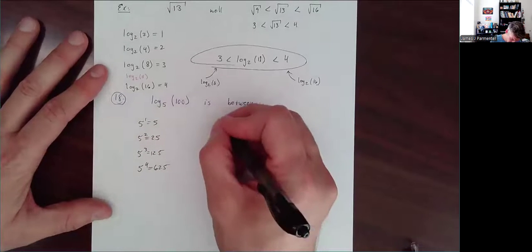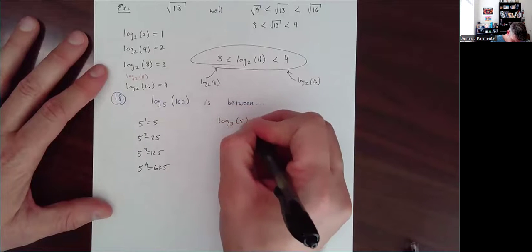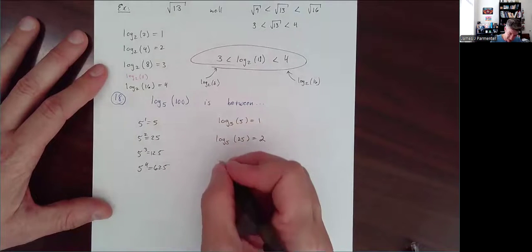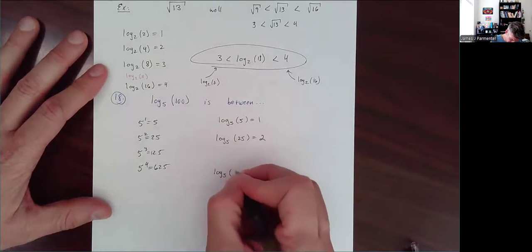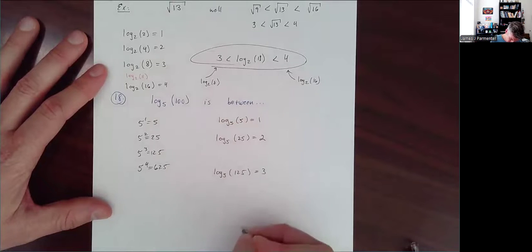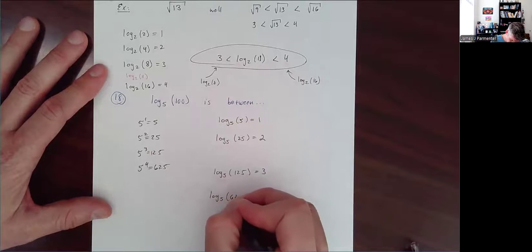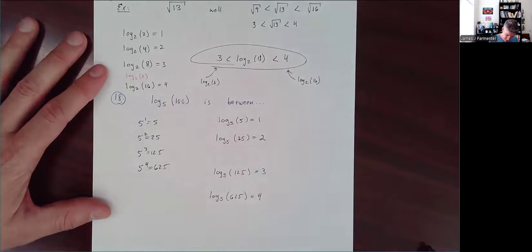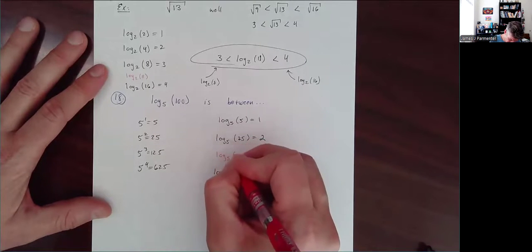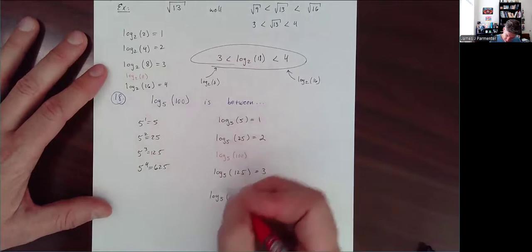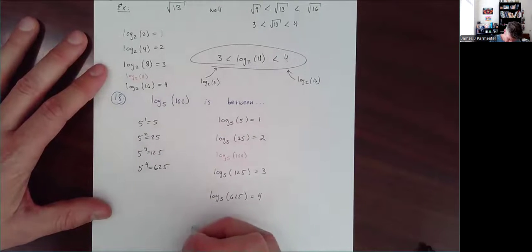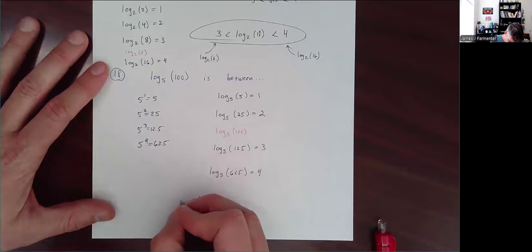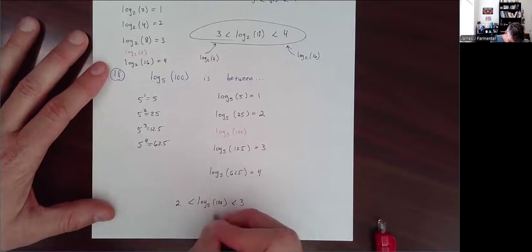So then it's true that log base 5 of 5 is 1. And log base 5 of 25 is 2. Log base 5 of 125 is 3. Log base 5 of 625 is 4. And between 25 and 125 lives 100. So the log base 5 of 100 lives between 2 and 3. So I would write as my answer, the log base 5 of 100 is bigger than 2, less than 3.